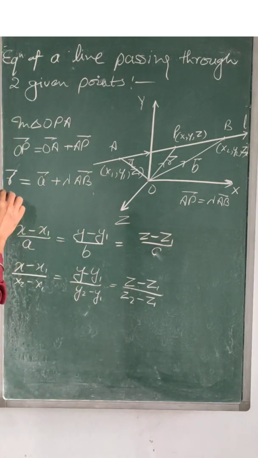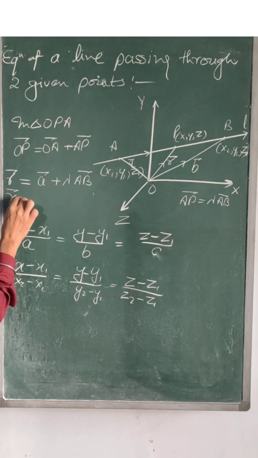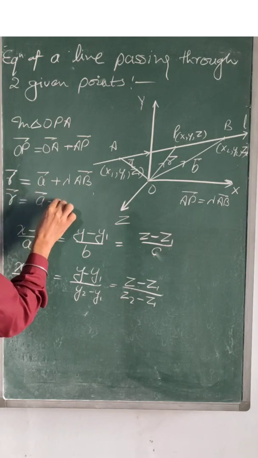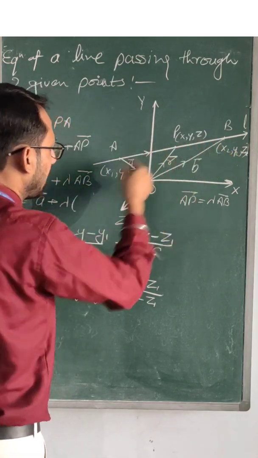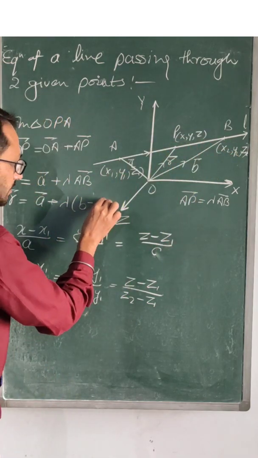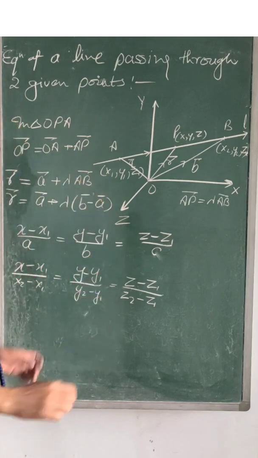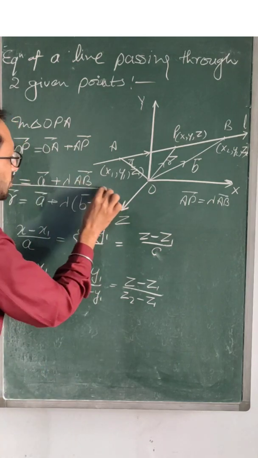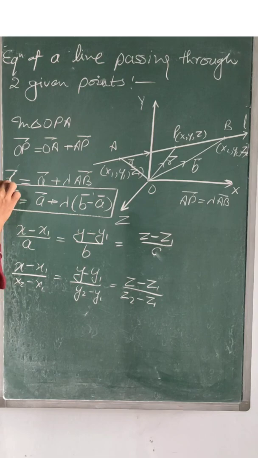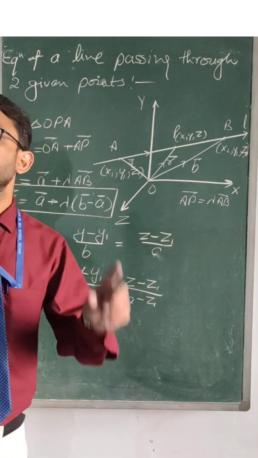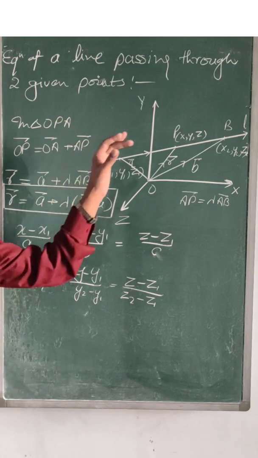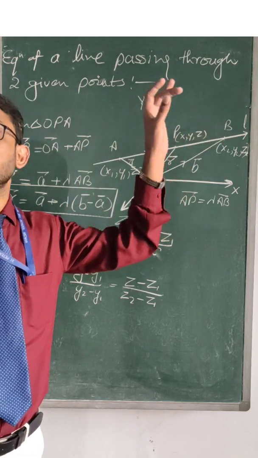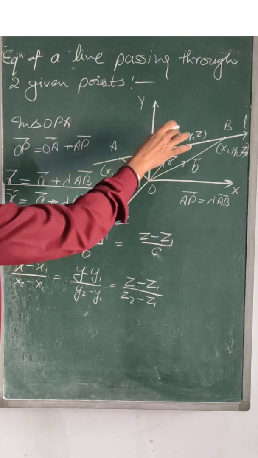That is, R vector is equal to A plus lambda times AB, where AB means B minus A. This will be the vector equation of the line which is passing through two given points, and a general point we are taking as P.